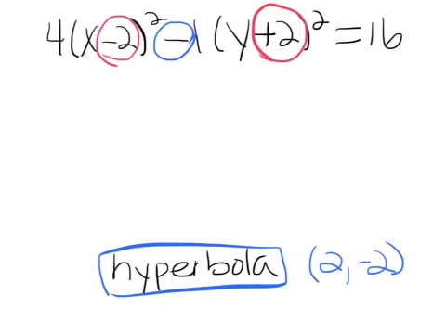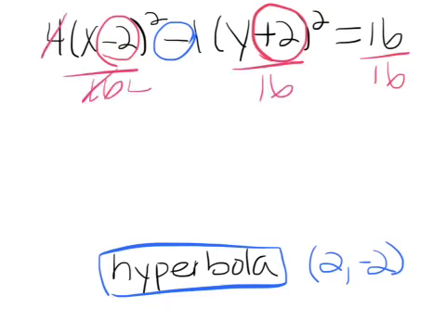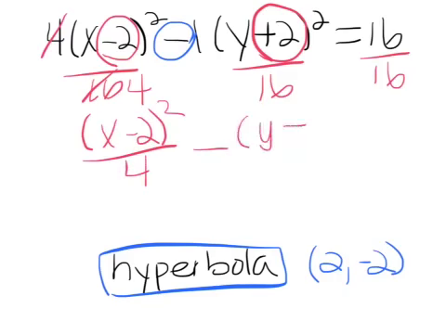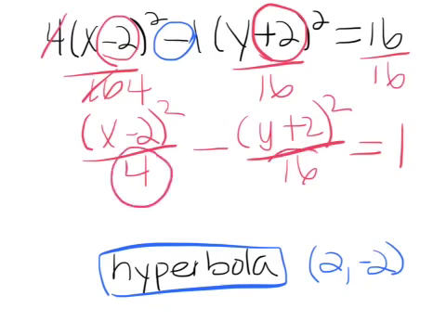Now if we're going to actually graph this thing, then we're going to have to divide everything by 16 in order to figure out where to draw that box. So 4 goes into 16 4 times. We get x minus 2 squared over 4 minus y plus 2 squared over 16 equals 1. And then we would be able to graph that box because we take the square root of those two numbers, remember, and that gives us the edges of the box. So pause the video and try this one yourself.